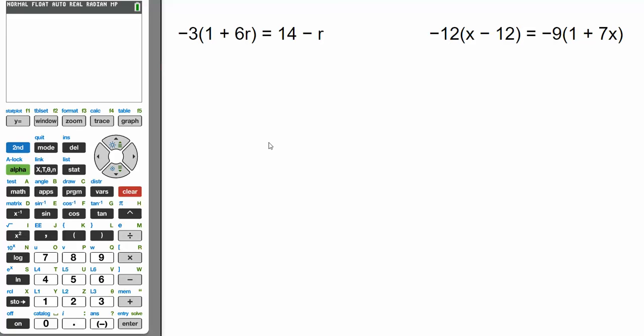Good morning, math students. We're back and we're going to solve multi-step equations involving distributive property. And of course, you know that distributive property is those sets of parentheses that we have to distribute a coefficient to. So let's start with this first one.